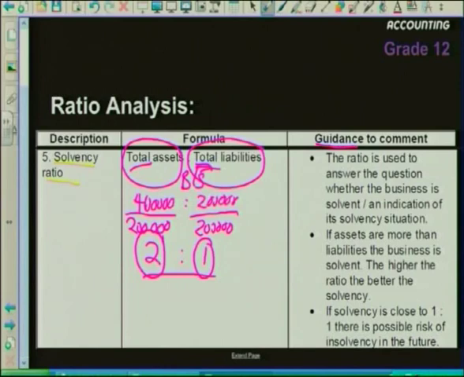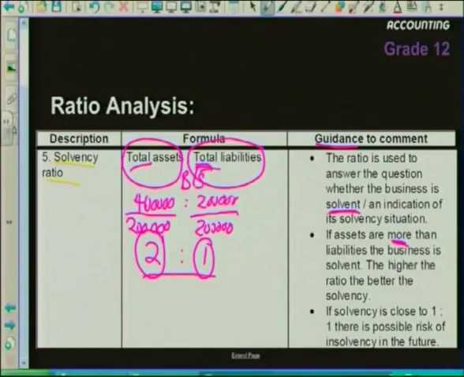When we are commenting on this calculation, let's just quickly look at some guidance. When you are commenting, the ratio is used to answer the question whether the business is solvent. Solvency is an indication of its solvency situation. In other words, if the business had to shut down and sell all its assets, will the business be able to pay off all its liabilities? If assets are more than liabilities, the business is considered to be solvent. So in the example that we've just seen, if my assets were 400,000 and my liabilities are 200,000, can you see the business can obviously pay off its total liabilities once they sell their total assets.